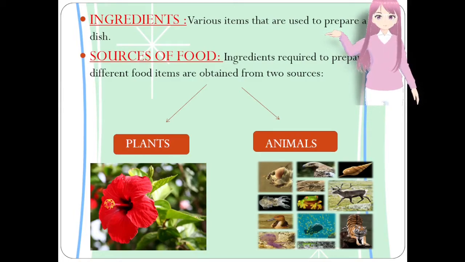For example, if you are preparing vegetable curry, right? So this vegetable curry requires vegetables, spices, salt, oil, etc. These items which are used to prepare the vegetable curry are known as ingredients. Okay, so ingredients are the items which are required to prepare a dish.